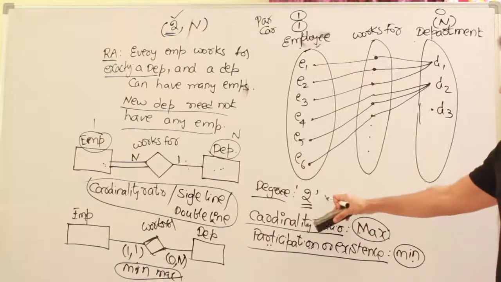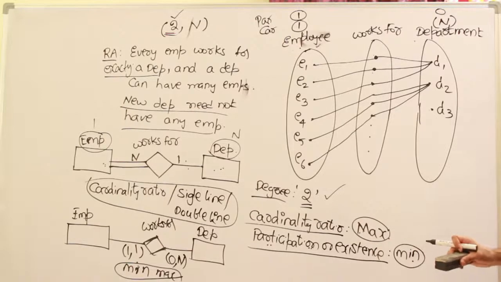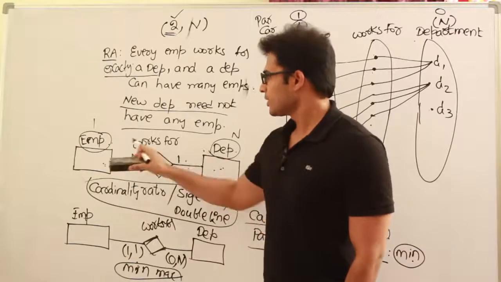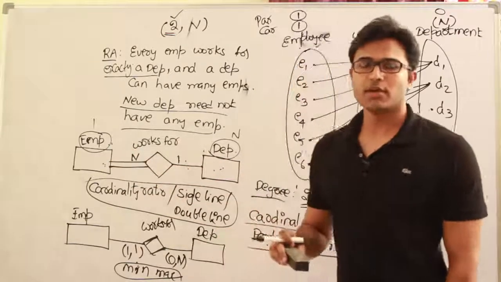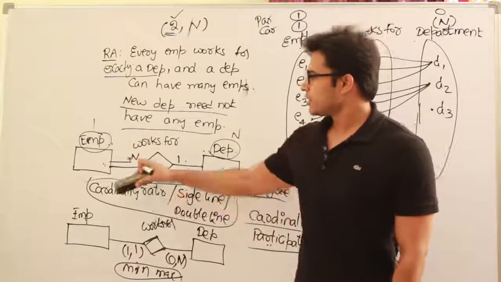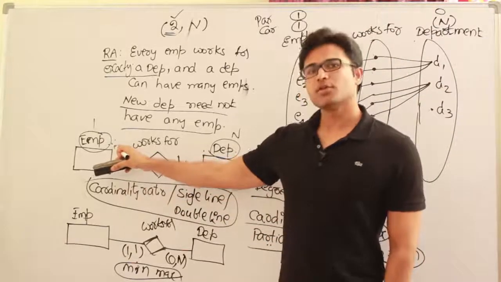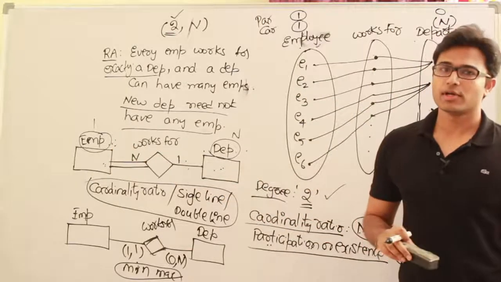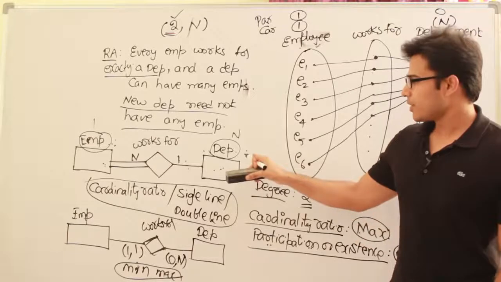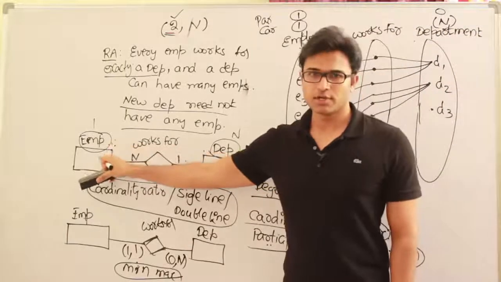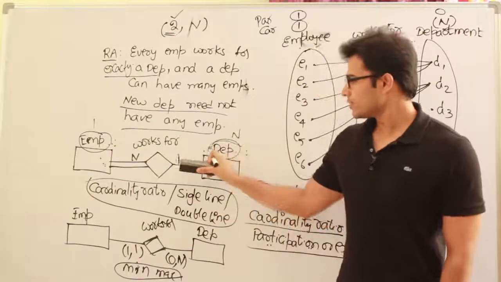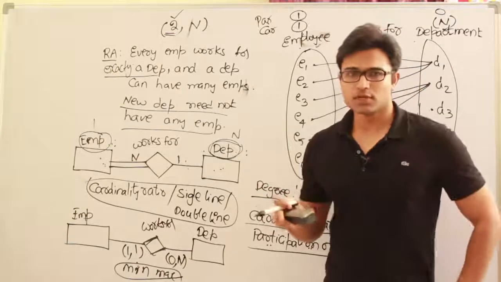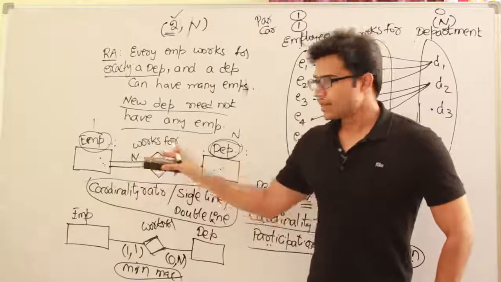And degree is 2, right? Sometimes what happens is, along with these entity types, we even give the role name. In every relationship, every entity plays a role. For example, this employee entity plays a role of employee, and this department entity plays a role of employer, isn't it? Department is employing an employee. Therefore, you can even give it a role name, right? So role names are not very useful in case of this kind of relationships.